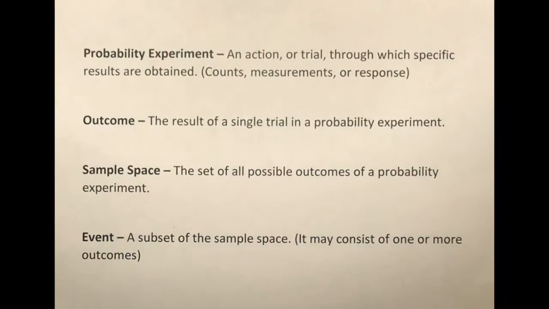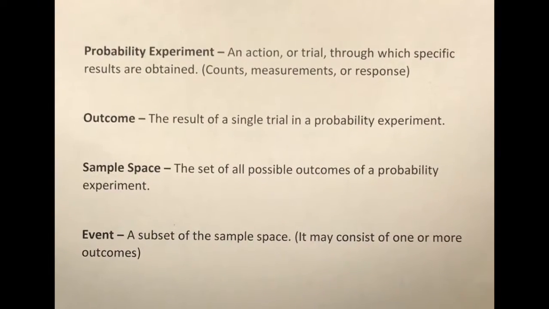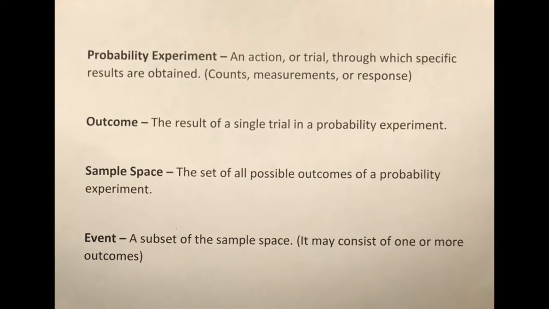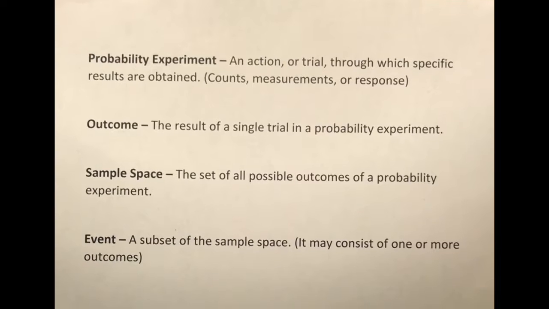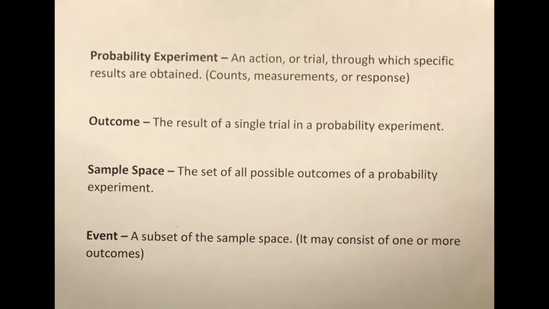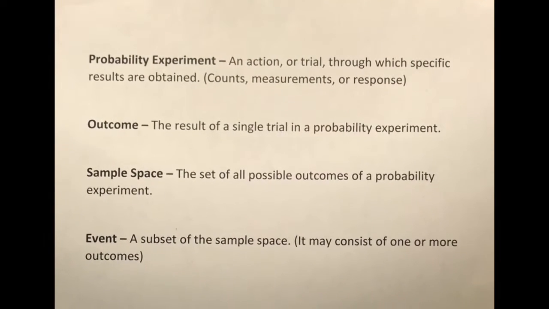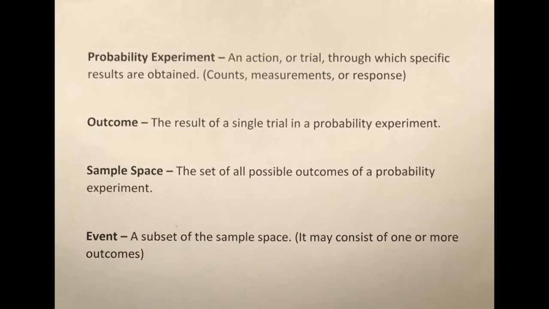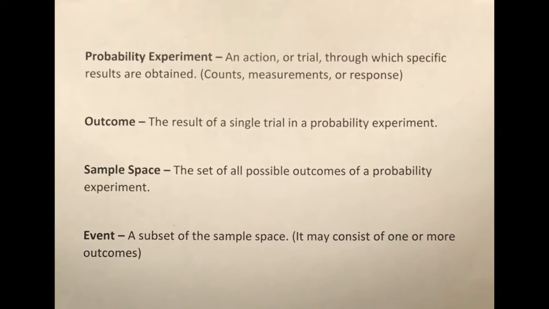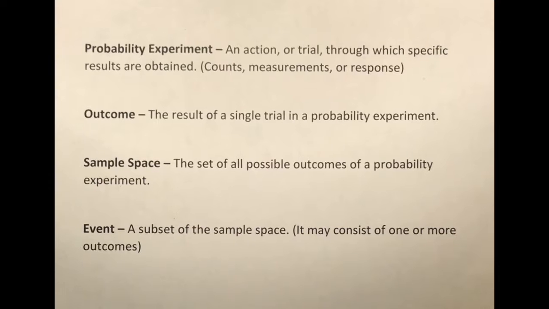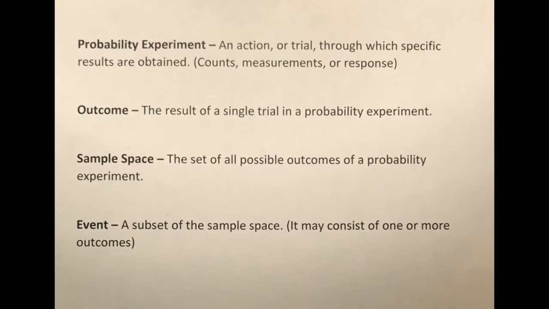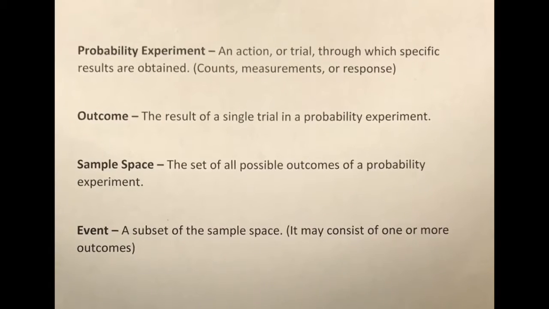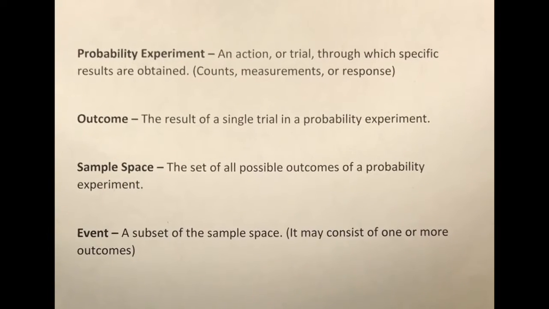The basic vocab you will need to know for this lesson is probability experiment, outcome, sample space, and event. Probability experiment is an action or trial through which specific results are obtained. This can be through counts, measurements, or a response. Outcome is the result of a single trial in a probability experiment. Sample space is the set of all possible outcomes of a probability experiment. Event is a subset of the sample space. It may consist of one or more outcomes.